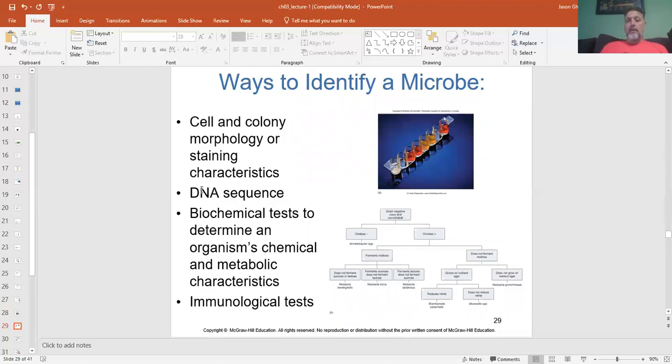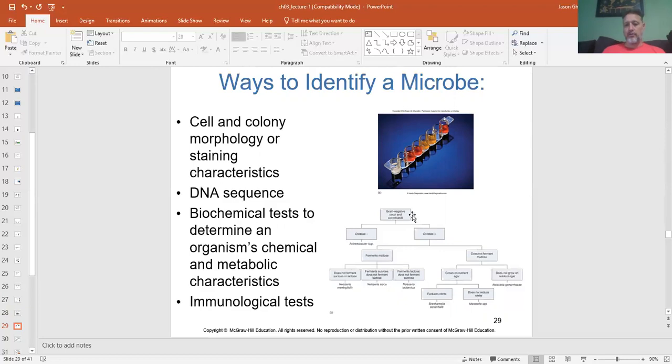In modern times now, we can use DNA sequences through a PCR method where we make lots of copies of the DNA, then we read it. We can do biochemical assays where we test for different chemical reactions.